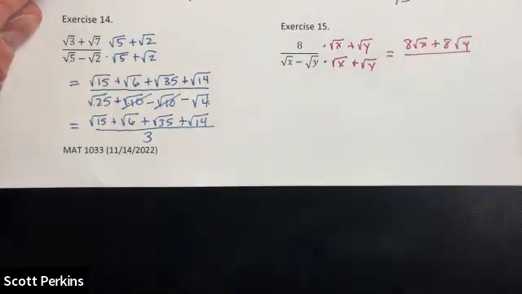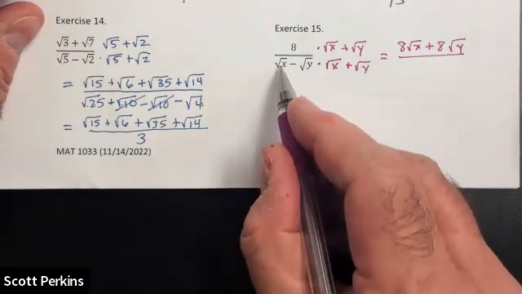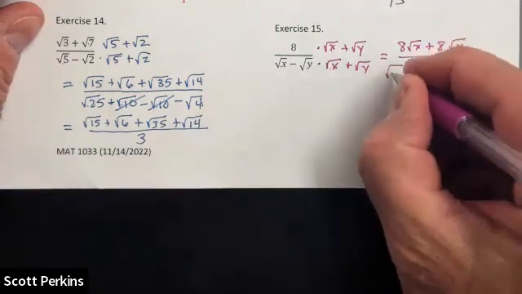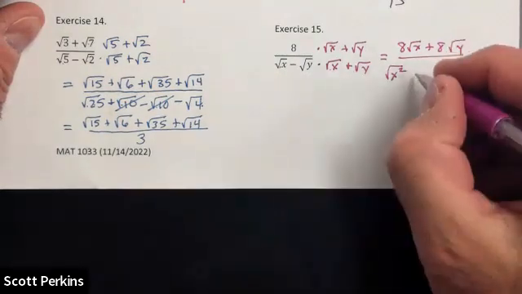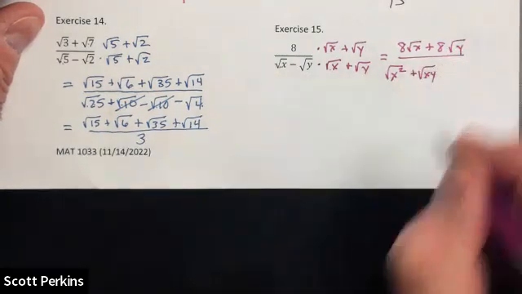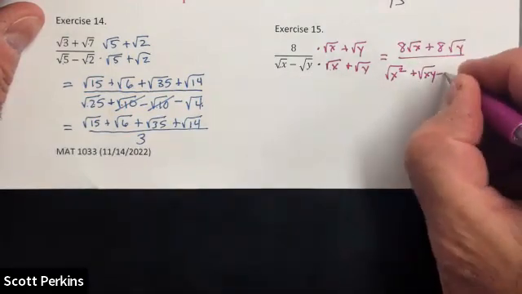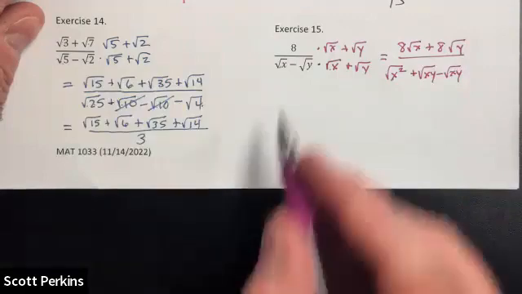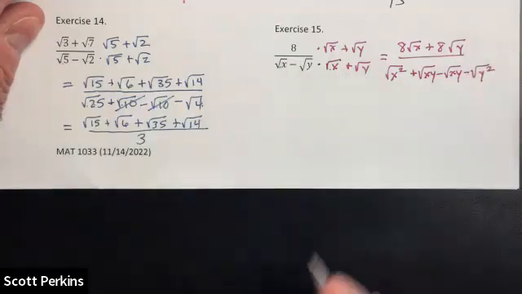The denominator, I'm going to go ahead and FOIL those two binomials. So the first square root of x is square root of x squared. My outers, square root of x times square root of y is plus square root of xy. The inners, negative square root of y times x is negative square root of xy. And then finally, negative square root of y times square root of y is negative square root of y squared.